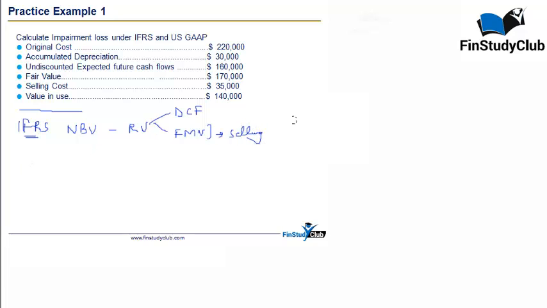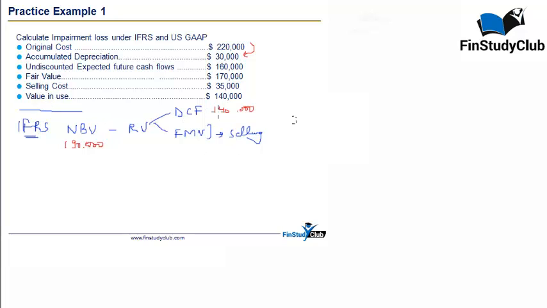So let's try and put in some figures here. It says that 220 is the original cost and the accumulated depreciation is 30. So to speak, my net book value becomes 190,000. This is the benefit which the business expects from the asset in future, which needs to be marked to market. And in this case, you have the discounted cash flow being 140,000, which is value in use. So the question has original cost, accumulated depreciation, undiscounted expected future cash flows, fair value, selling cost, and value in use.